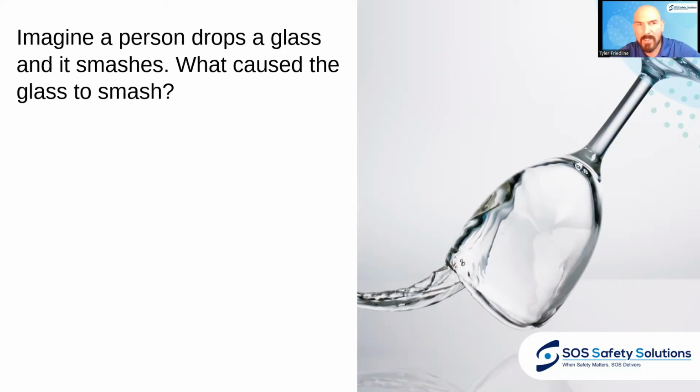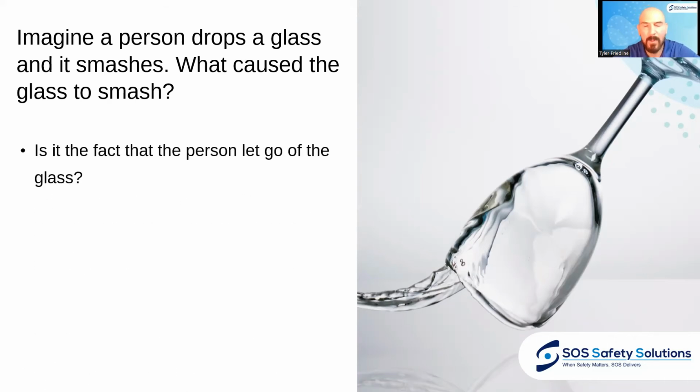But let's use this as an example. Imagine a person drops a glass and it smashes. Well, what caused the glass to smash, right? And that might seem like a crazy question, but this is how we're going to determine underlying causes.